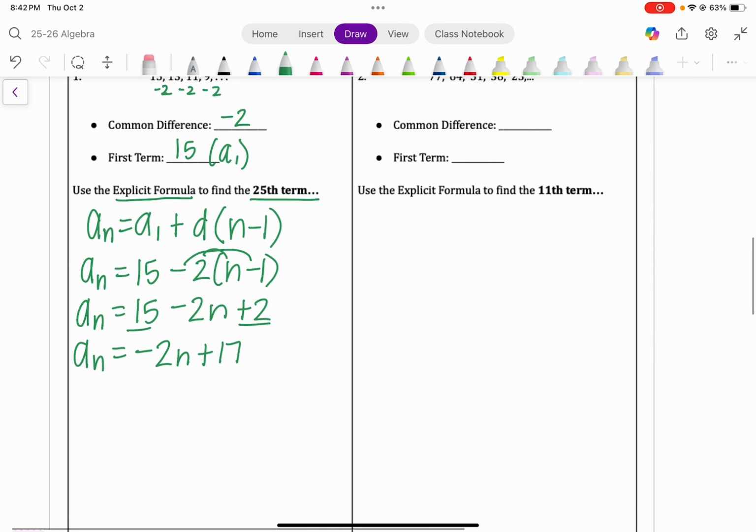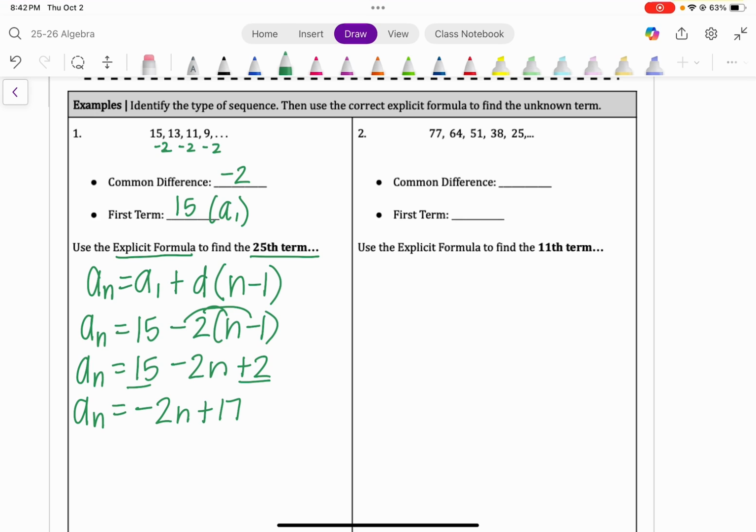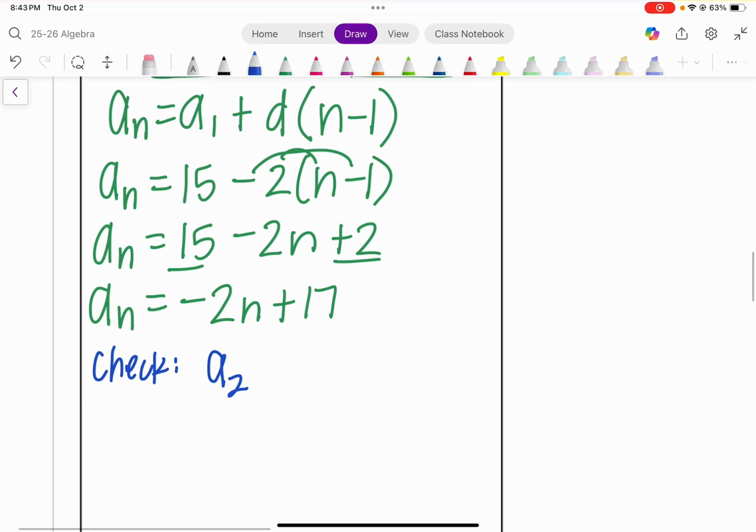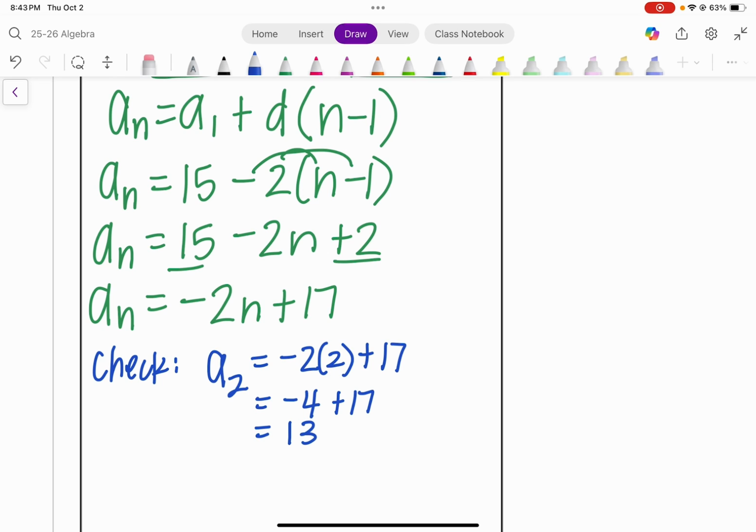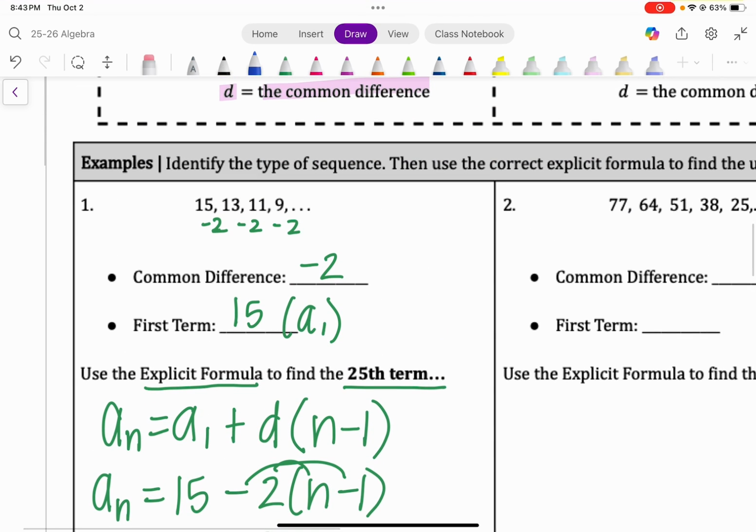So if you check, let's say, the second term in the sequence, we would put a 2 for the n to say, hey, I'm going to tell you what the second term in the sequence is. So that's a negative 2 times positive 2, because I put that where the n is, plus 17. So negative 4 plus 17 makes 13. So that was me saying, hey, the second term is 13, and that's what it is in the problem.